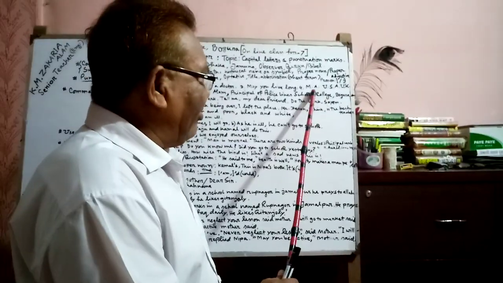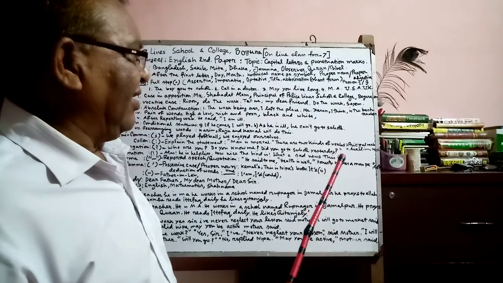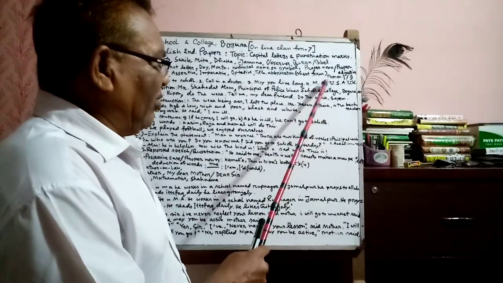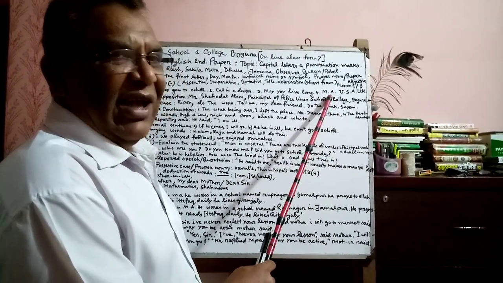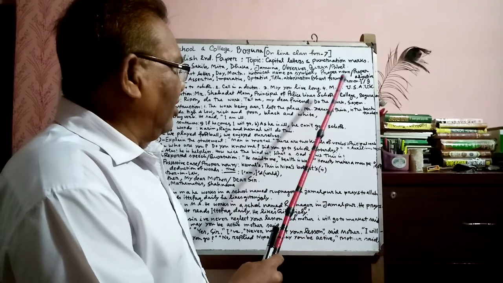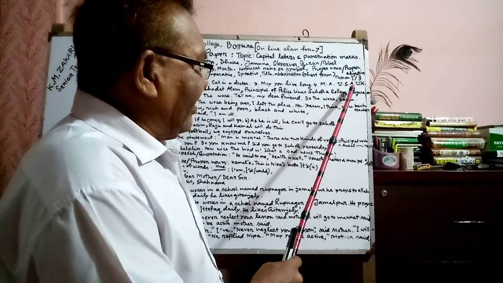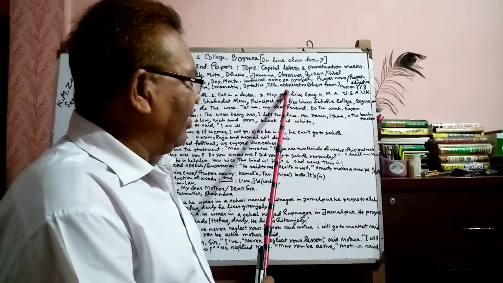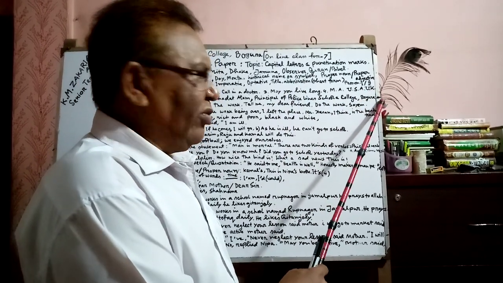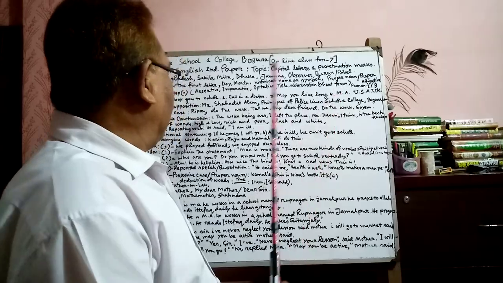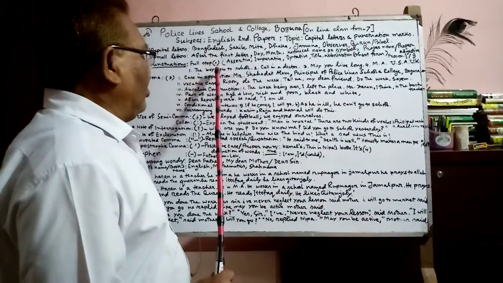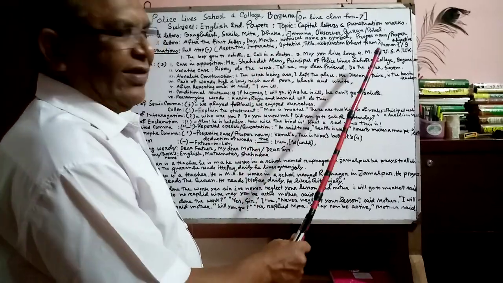Number 4, M.A., U.S.A., U.K. These are abbreviations. Title. So M full stop A, this is the title, academic or qualifying. USA, United States of America, this is the shorter form or abbreviation. UK, United Kingdom. In such a way, a full stop will be used in the sentence.